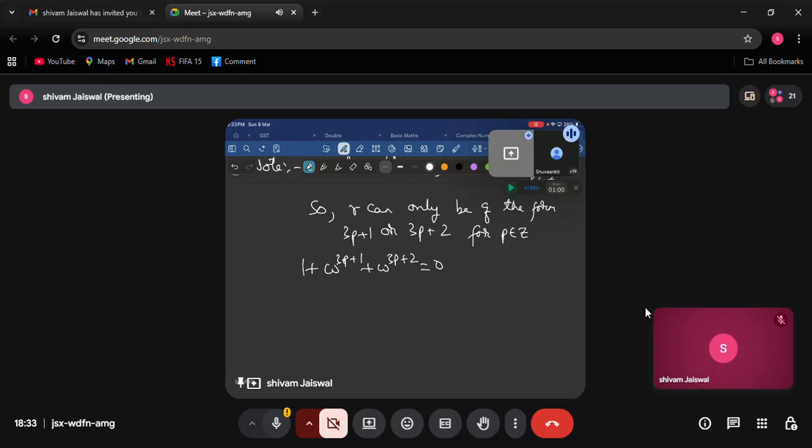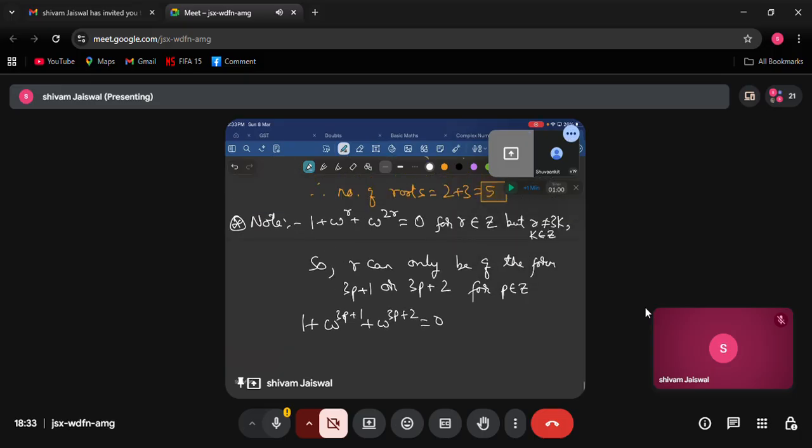So it is either 1 plus omega to the power 3p plus 1 plus omega to the power 2 into 3p plus 1, or 1 plus omega to the power 3p plus 2 plus omega to the power 2 into 3p plus 2. Okay. Now it's fine.